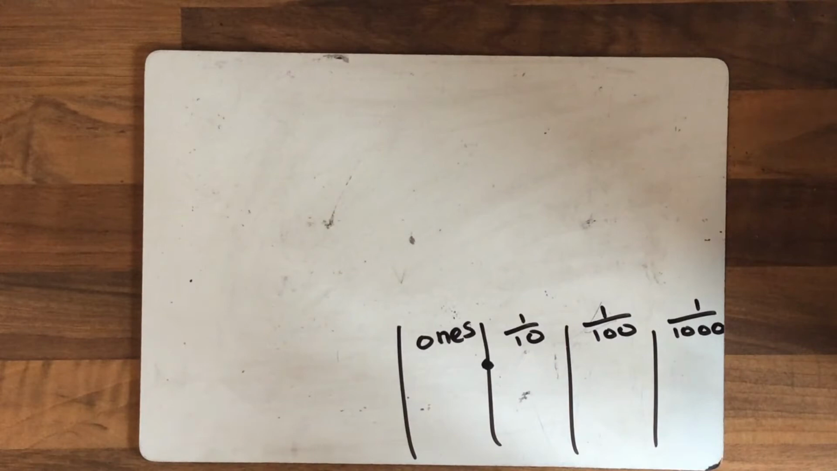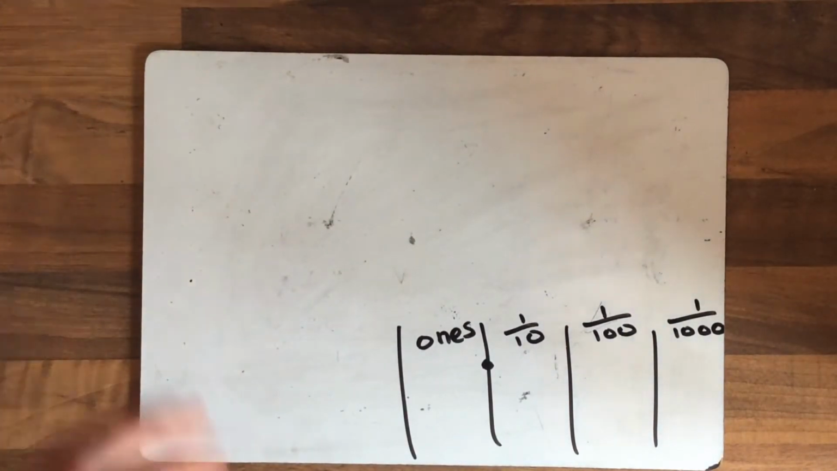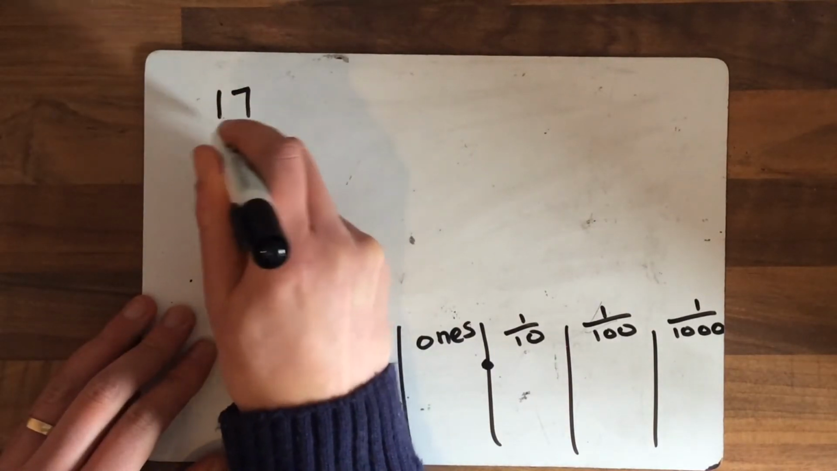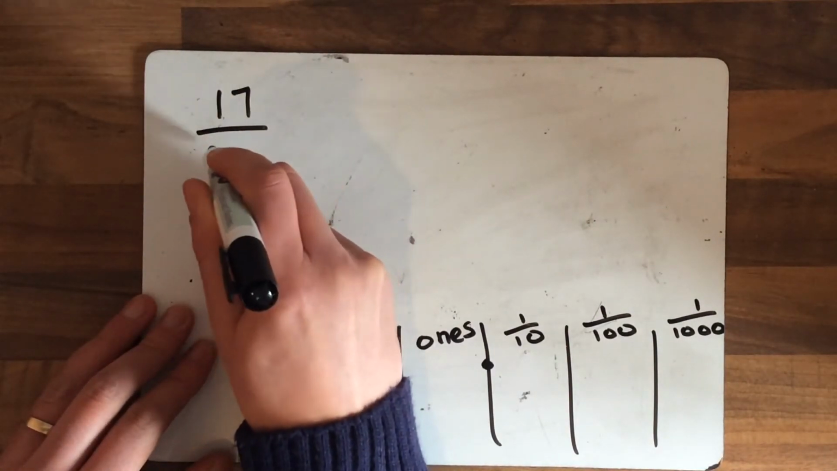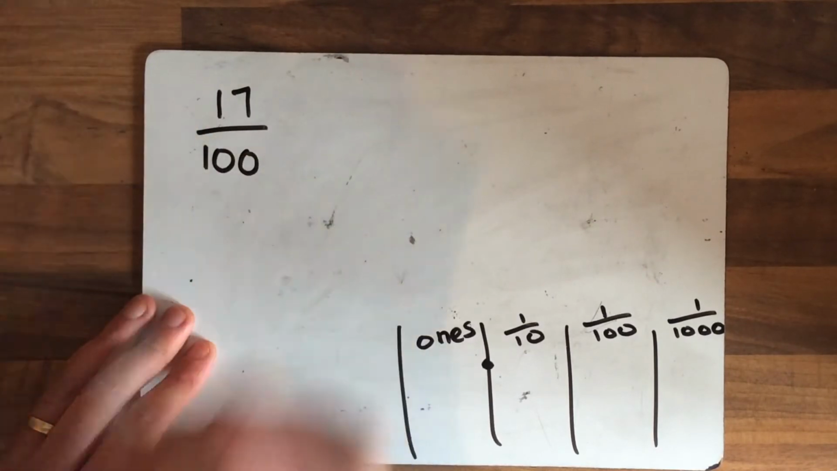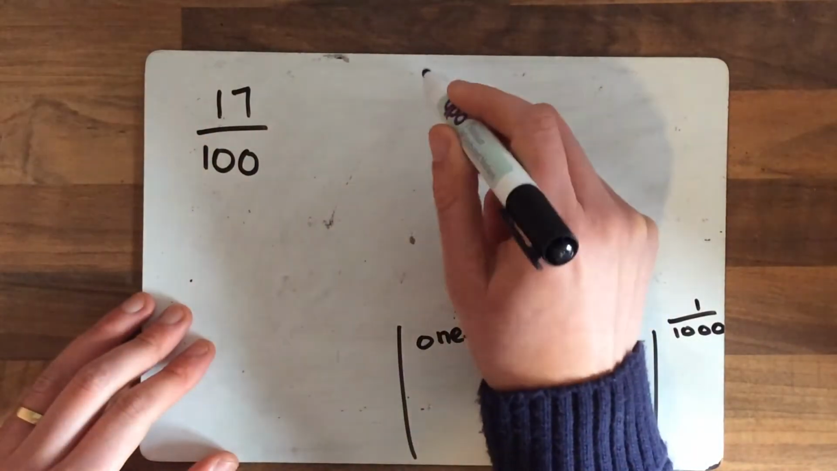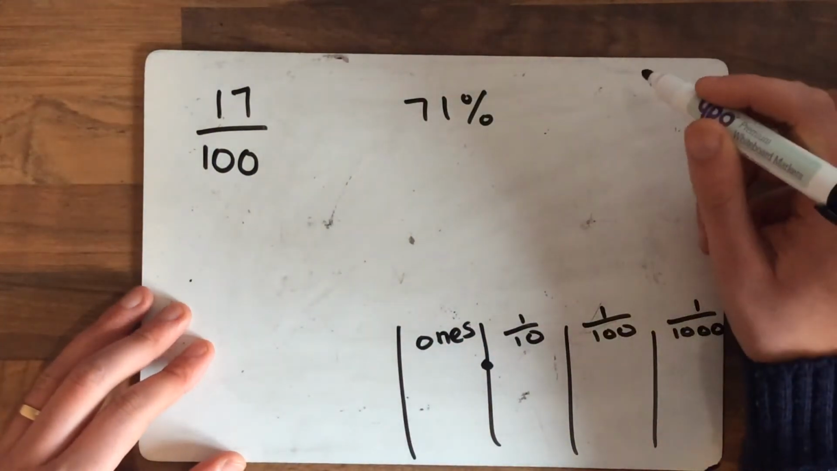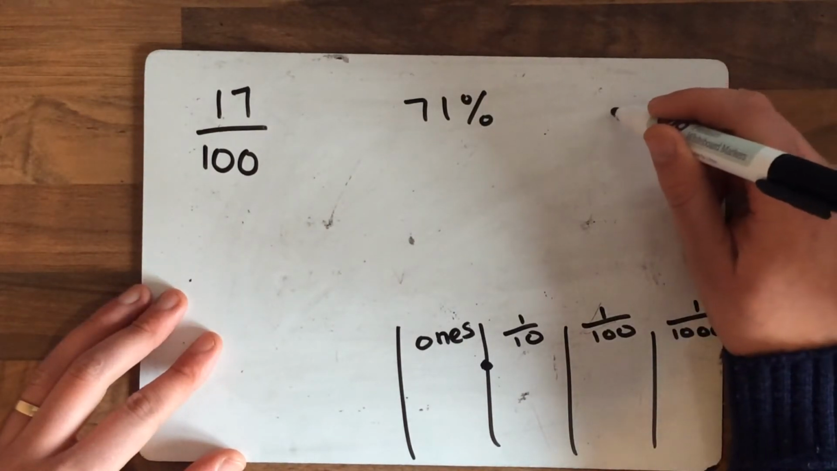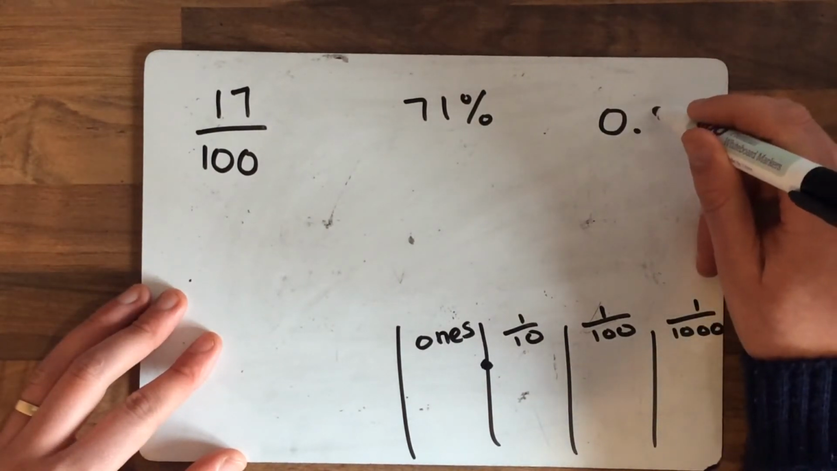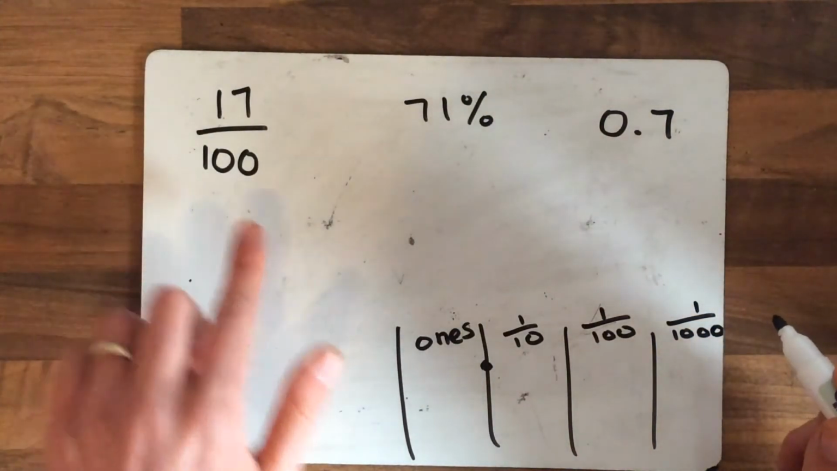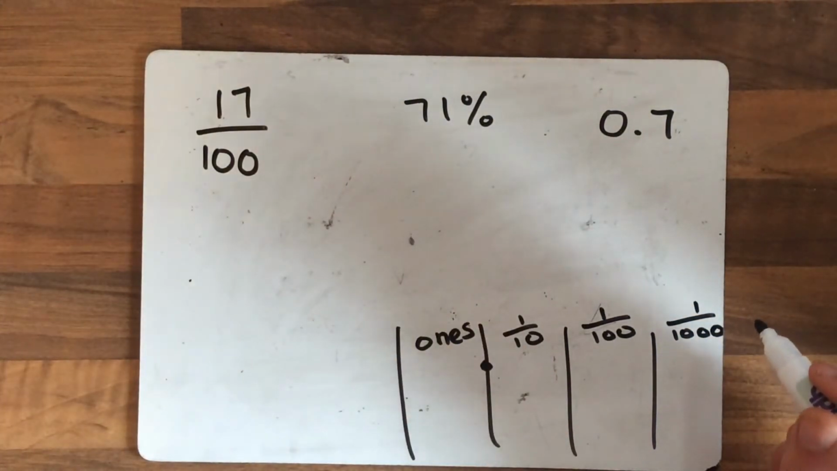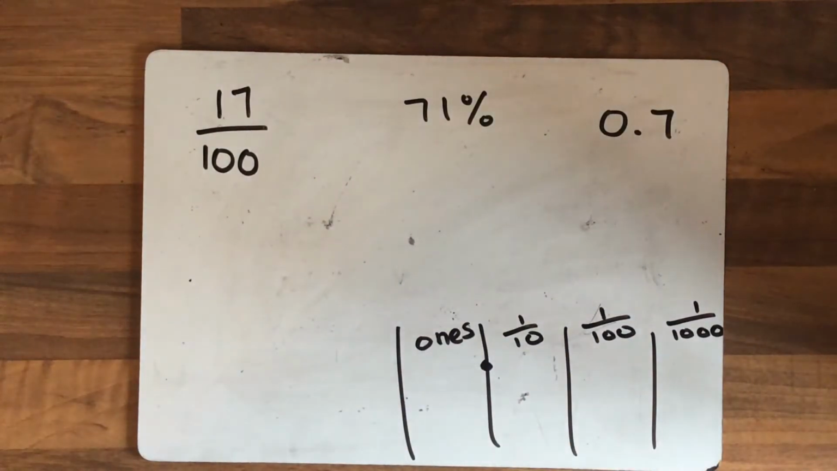What would we do if we had all three of them now, if we were to order them, all three of them? So if I were to have 17 over, let's make it 100 first of all, let's not go too difficult first of all, and then if I was to have 71%, and then if I were to have 0.7. So I've got my fraction, I've got my decimal, and I've got my percentage, and I want to see which one of these is largest, which one is the largest, which one is the smallest.